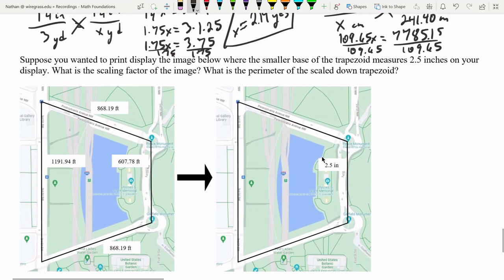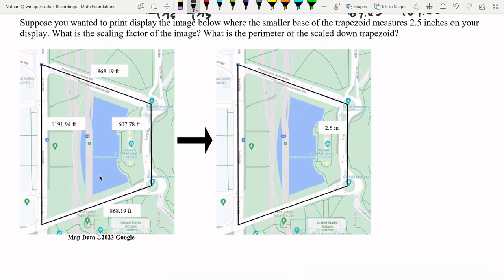Okay, suppose you wanted to print a display of this trapezoid around the Ulysses S. Grant Memorial, the Reflecting Pool, and Union Square. We want to make it a smaller rectangle so that the display can be something that we can actually do, right? This is a large amount of feet, so there's no way we can put that on some kind of display. Okay, what's the scaling factor of the image, and what is the perimeter of the scaled down trapezoid? So we already found the perimeter previously for this one. The perimeter for this one is going to be, we need to scale it down first.